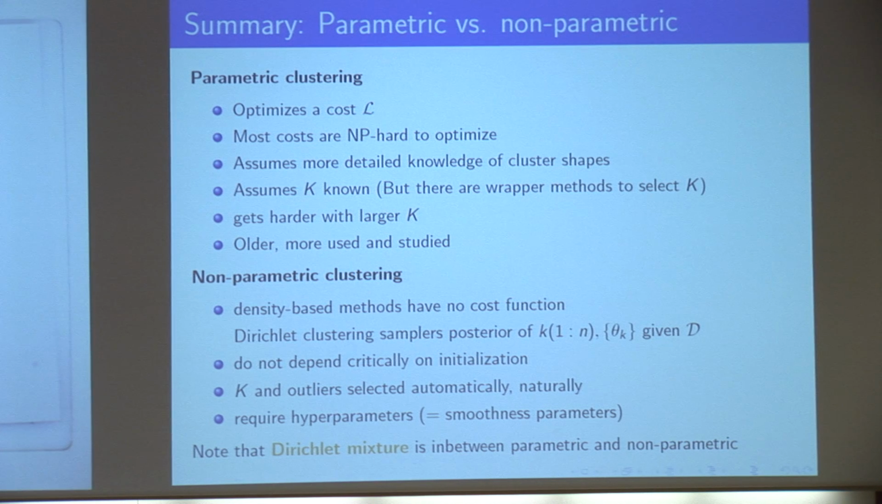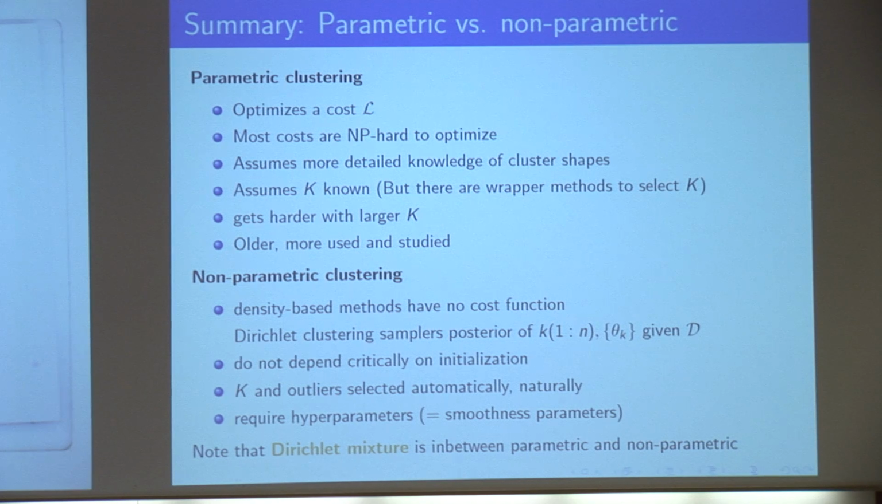All right, then let's remember the differences between parametric and non-parametric. In parametric clusterings, I always have a cost. Sometimes it's a likelihood. Usually my cost is hard to optimize, it's a challenging problem, and it's an active area of research whenever the cost is any good. I'm usually assuming that I know something about the cluster shapes. And as you have already seen, this is also true for Dirichlet process mixtures. Like, for instance, that they are Gaussian, or in k-means that they are round.